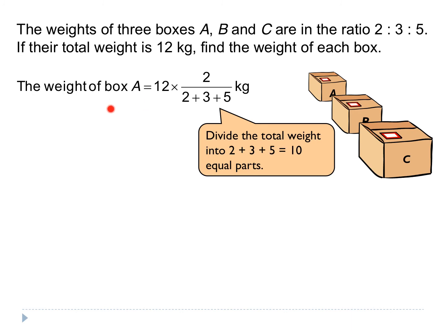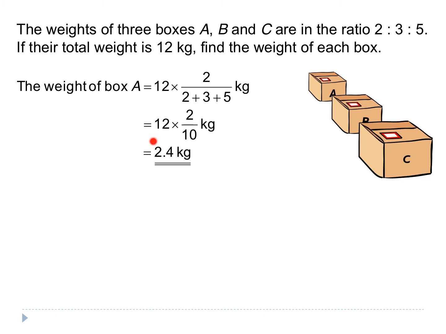For bus A, because the total weight is 12 kg, and for bus A, altogether 2 to 3 to 5, you should know that there are 10 equal parts. We can divide it into 10 equal parts. And for A, it consists of 2 of the 10, so 2 over 10 parts. So 12 times 2 over 10, we get 2.4 kg.